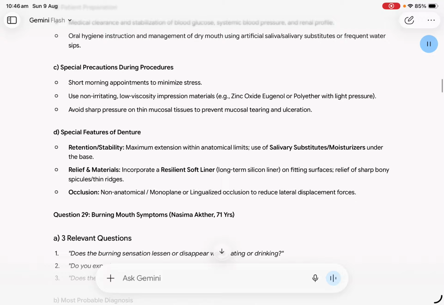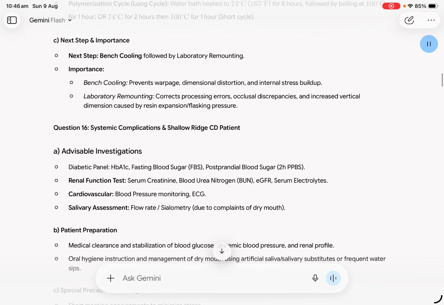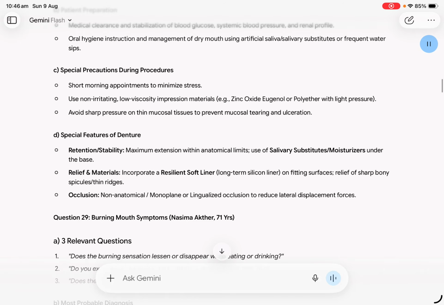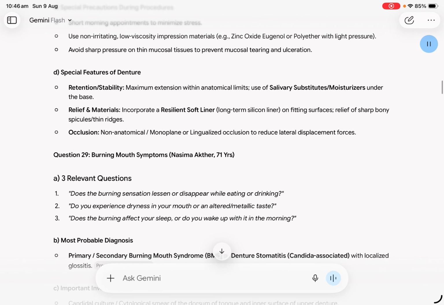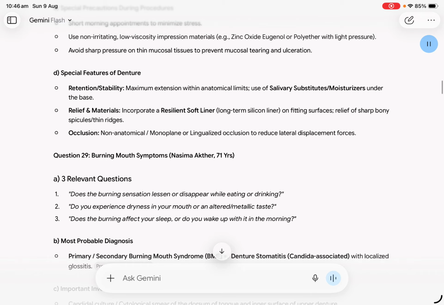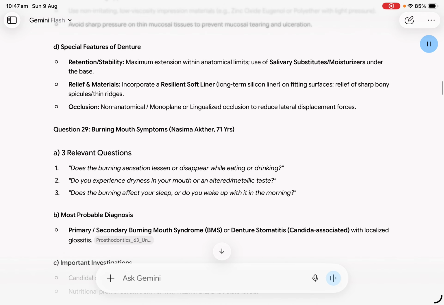Question 29. Burning mouth symptoms. Nasima Akhtar, 71 years. A. 3 relevant questions. 1. Does the burning sensation lessen or disappear while eating or drinking? 2. Do you experience dryness in your mouth or an altered/metallic taste? 3. Does the burning affect your sleep or do you wake up with it in the morning?